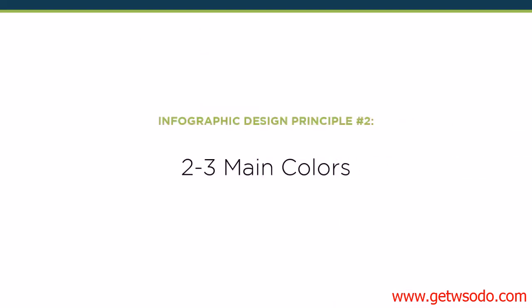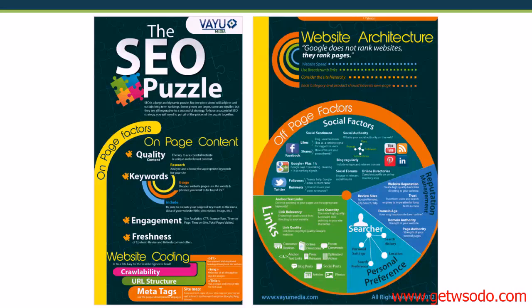Our second design principle is to use 2 to 3 main colors. And the fact is, lots of people make the infographic look like a big bag of Skittles. I mean, just look at this infographic. There must be 12 colors in there. Instead, I recommend limiting your infographic to no more than 3 primary colors.